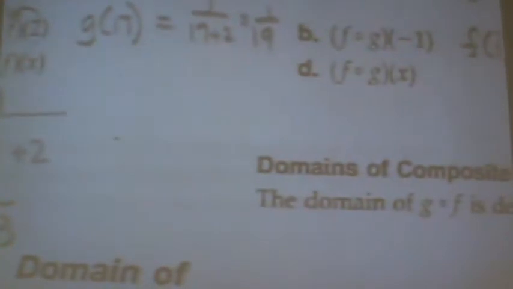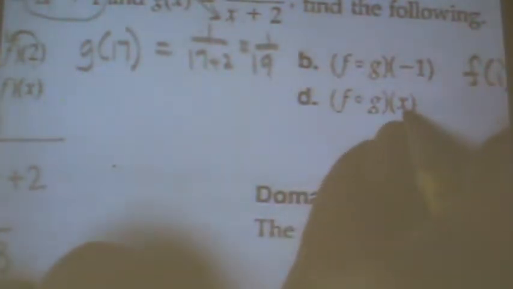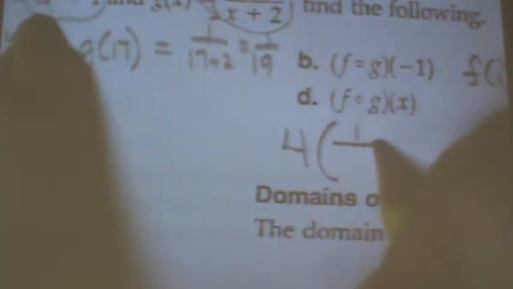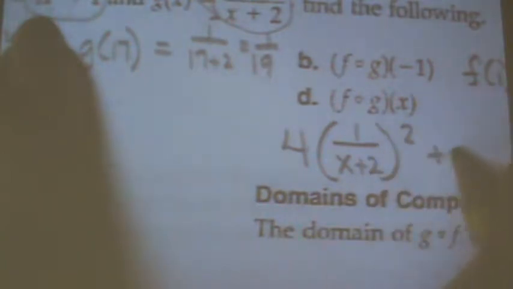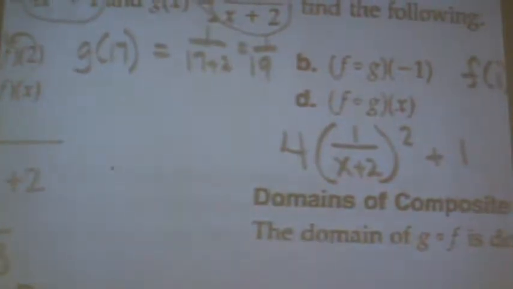All right, how would you do D? Same thing. You're gonna take X and plug it into the G function. If you plugged X in here, what do you get? Stays the same. So what are you gonna do with this now? I'm gonna go 4 multiplied by 1 over x plus 2, and you're gonna square that, 1 over x plus 2, and there you go. And you don't have to worry about multiplying that out.